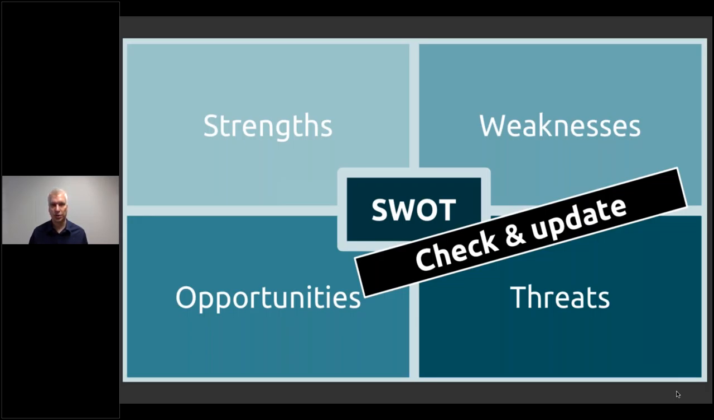Now, starting from the DNA canvas, and then looking at the previously made SWOT and extended SWOT of how we use strengths to capture opportunities, how do we use strengths to cover or to work on our weaknesses and so forth. Check and update the SWOT, of course, in the beginning, and include that in the business plan as well.